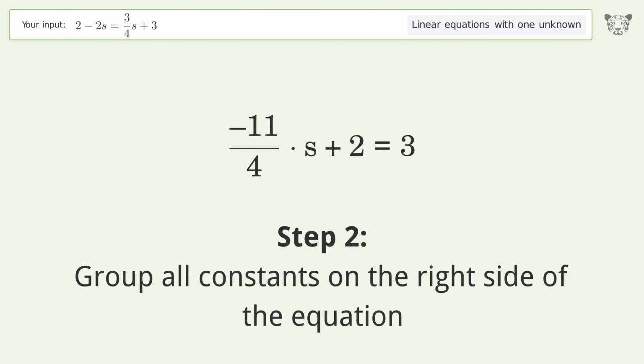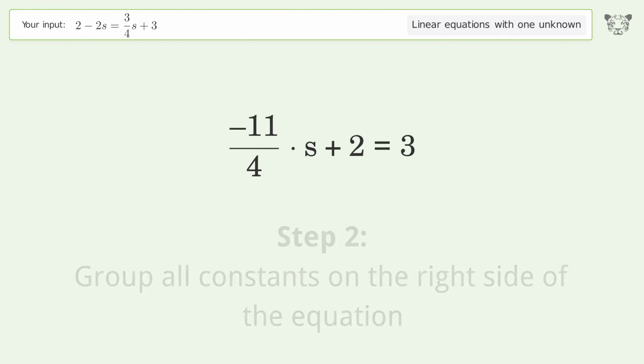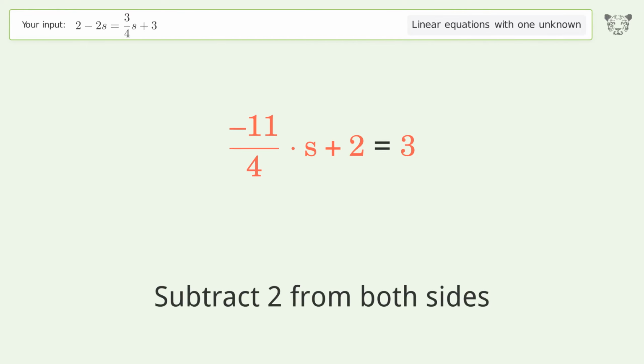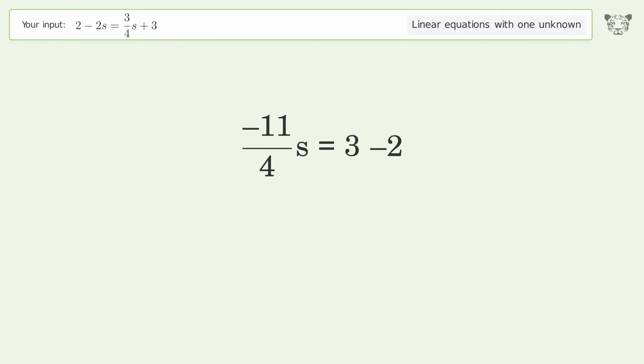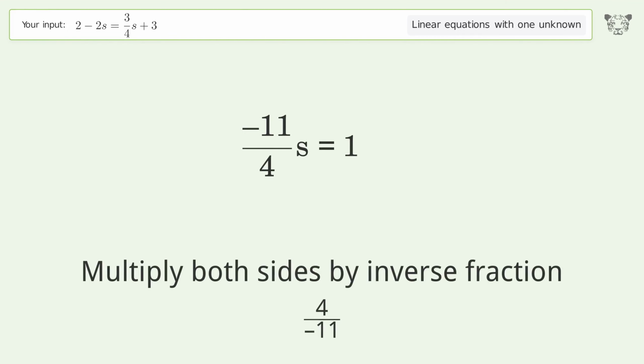Group all constants on the right side of the equation. Subtract 2 from both sides. Simplify the arithmetic. Isolate the s. Multiply both sides by inverse fraction 4/11.